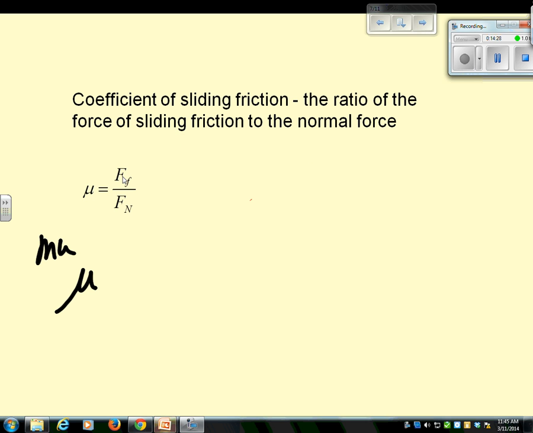Okay, so the coefficient of sliding friction is the ratio of the force of sliding friction to the normal force. Remember from grade 11 that these are both forces which are measured in newtons, and because of dimensional analysis, those N's will cancel. And what's the unit for mu? Nothing. There is no unit for mu. It is a ratio of forces. It is just a number. It's like pi. Just a number.